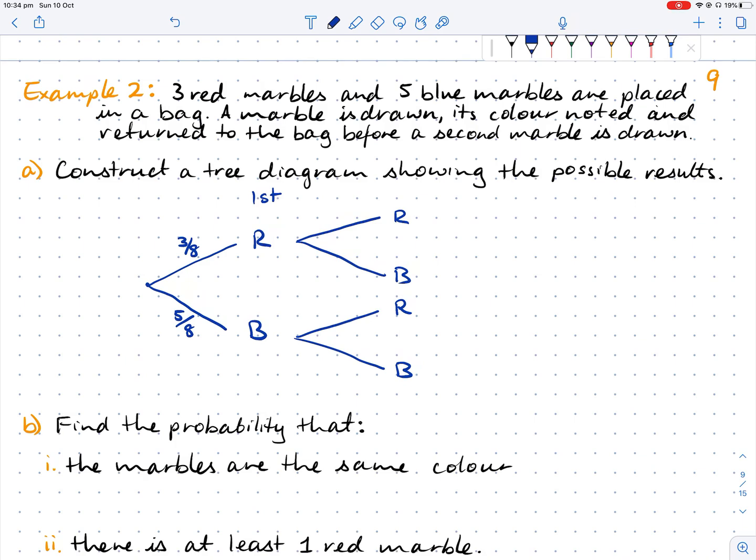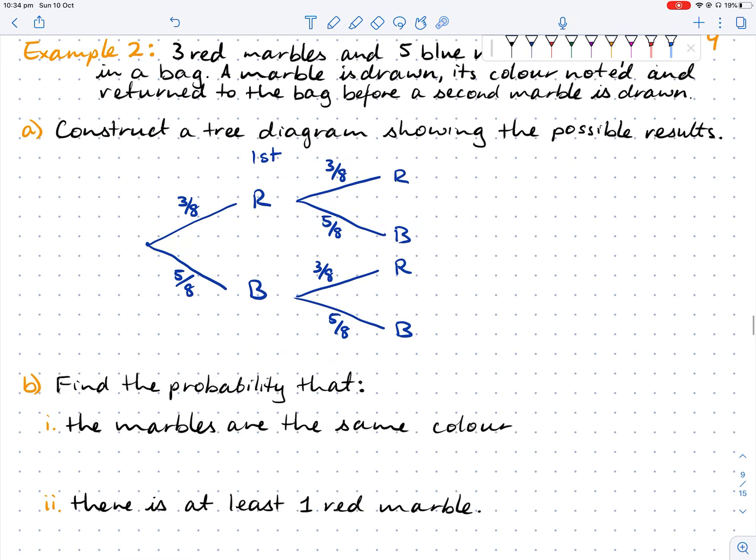Now, after we've done our first drawing, we looked at the marble, we said, okay, it's a red marble. What we then did was we put it back into the bag before we picked out a new one. So what that means is when I go to pick out my second marble, I'm going to have exactly the same probability. Because I put the marble back in, I'm still picking from the total of those 8 marbles, and I'm just going to randomly take one out. So that means we're going to have 3 out of 8 and 5 out of 8 here. If I picked a blue one, again, it's been reset. So we've got 3 out of 8 and 5 out of 8.